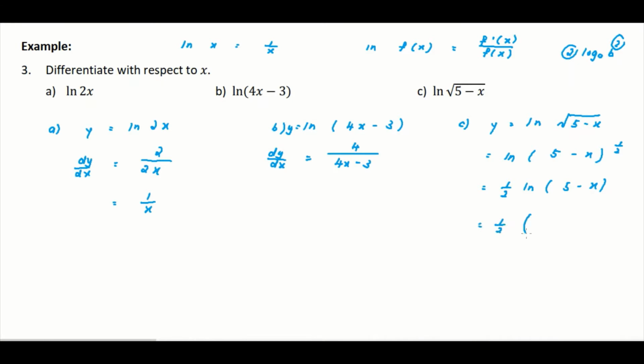So 1 over 2, and what do I have left? Negative 1 over 5 minus x. I just combine them: negative 1 over 2 times (5 minus x). If you want your answer to look better, you can change it around to make the x positive, that is x minus 5, but you can also just leave your answer as that. You can also try the other method, using the composite function. Okay, let's move on.